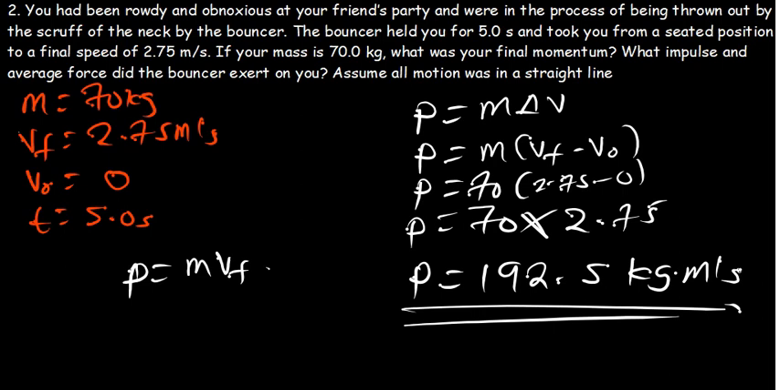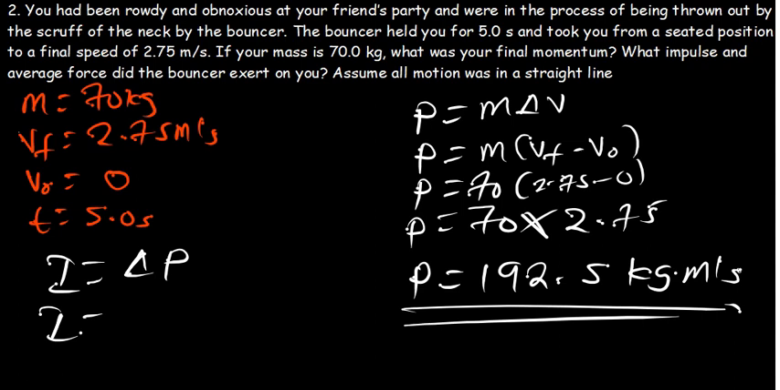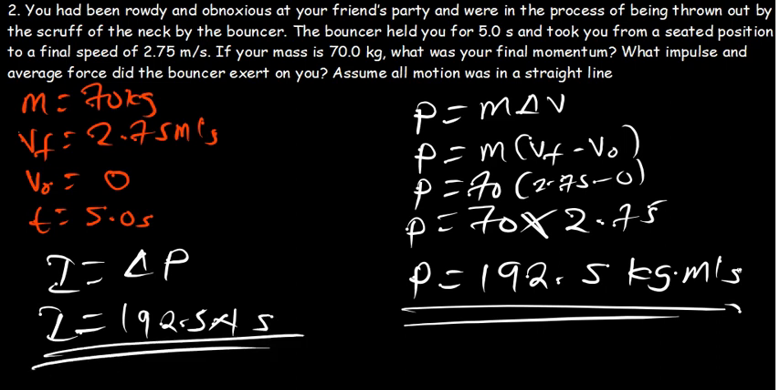Now the second part is saying what impulse and average force did the bouncer exert on you. So for impulse, what we need to remember is that impulse is equal to the change in momentum. In this case, the change in momentum is going to be the same as the final momentum because the initial velocity is 0, meaning that the momentum is 192.5 kg meters per second. But since we're talking about impulse, I'll say 192.5 newton seconds.